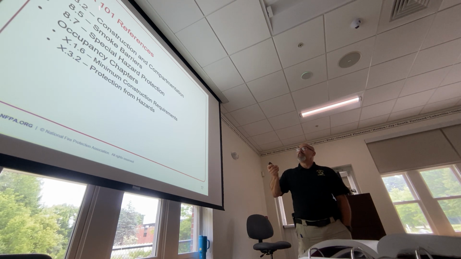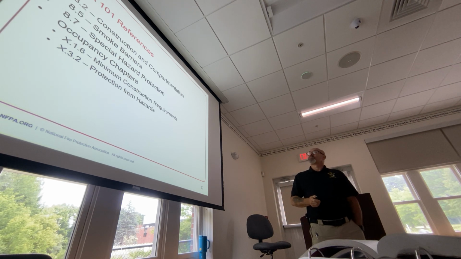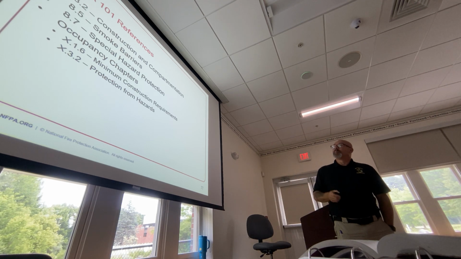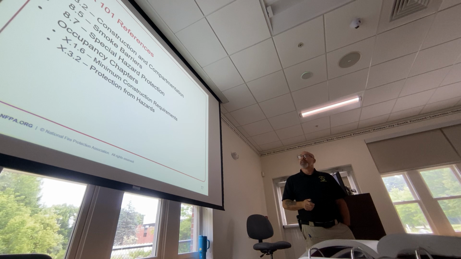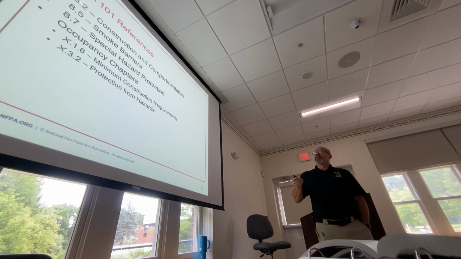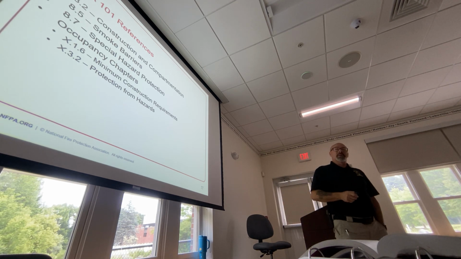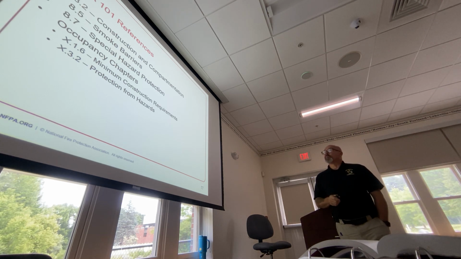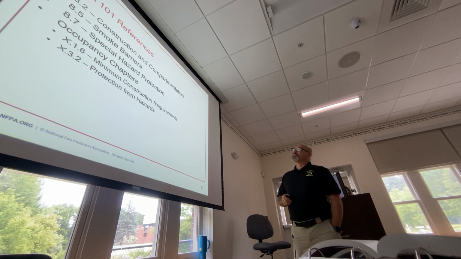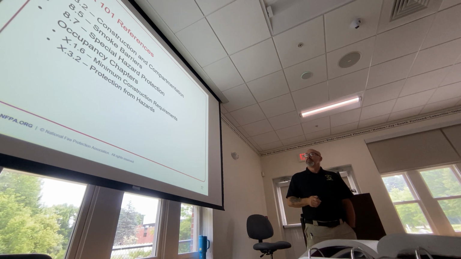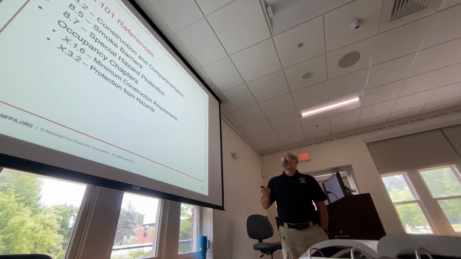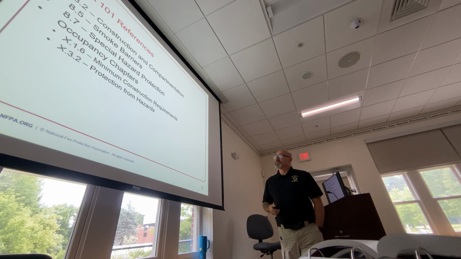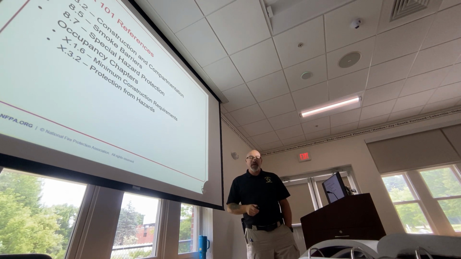On your little chart, you have this stuff. But NFPA 101, section 8.2, construction and compartmentation, is going to talk about that. Section 8.5, smoke barriers, it's gonna talk about. 8.7, special hazard protection. And then your occupancy chapters, your minimum construction requirements, and then your protection from hazards.